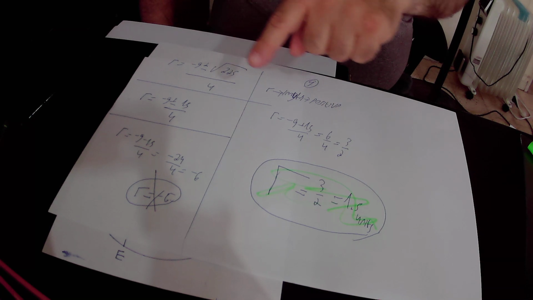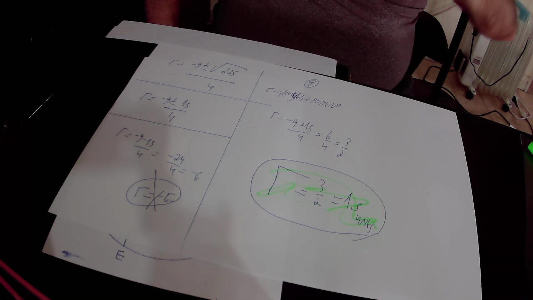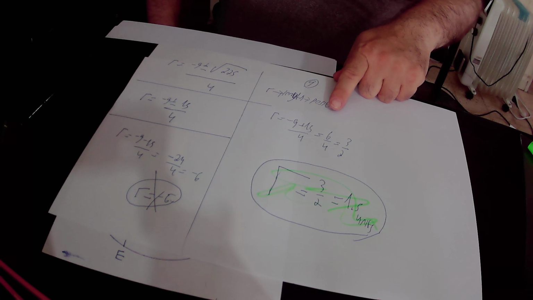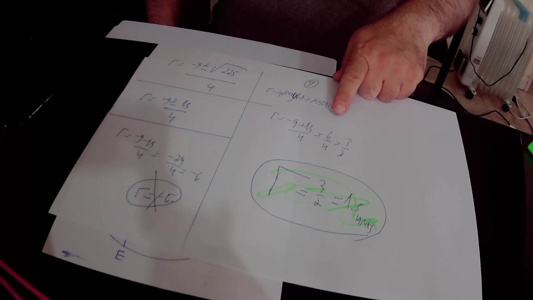So we cancel that solution, and we are left only with the second solution, that r equals minus 9 plus 15 over 4. Minus 9 plus 15 is 6, so we have 6 over 4. We divided both the numerator and the denominator of this 6 over 4 by 2. 6 over 2 is 3 and 4 over 2 is 2.